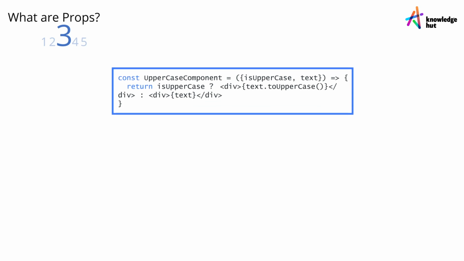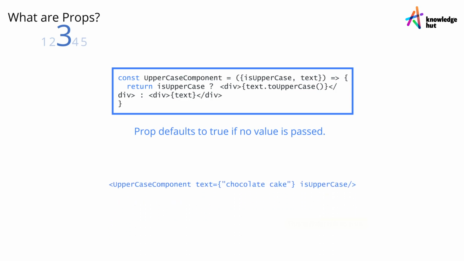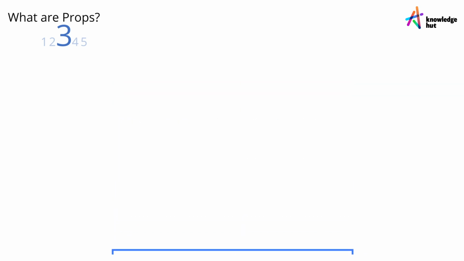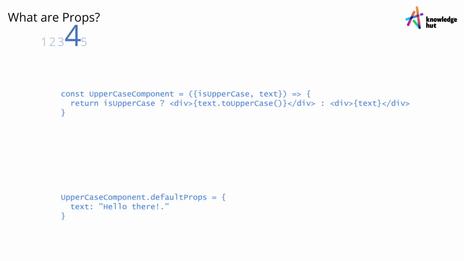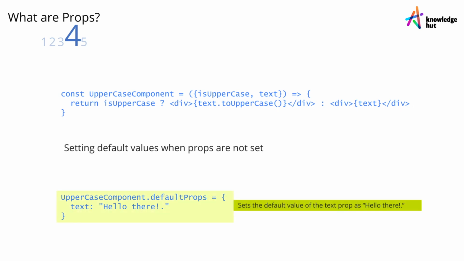The third point to remember is that if you do not pass any value to a prop, it defaults to true. In this example, the value of the uppercase prop defaults to true. It is generally not recommended to leave props without values though. The fourth point to remember is that you can also set default props by using the notation you see on the screen. This is useful when props are optional, such as configuration props for a reusable component.